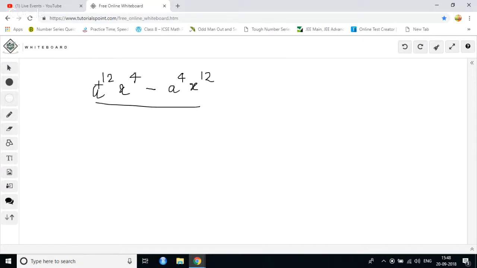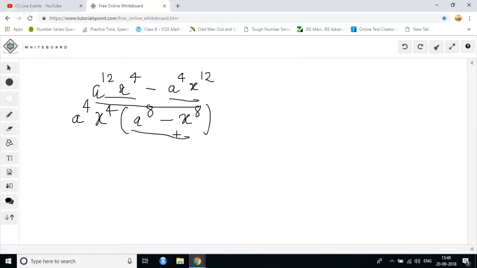So first of all, see here what is common in both of them. Power 4 is common of both a and x in both of them. So I'll take a to the power 4 and x to the power 4 common from both of them. That comes out to be a to the power 8 here and x to the power 8 here.